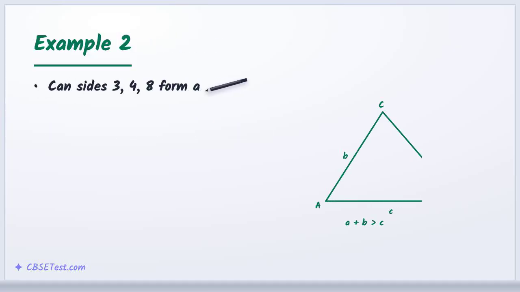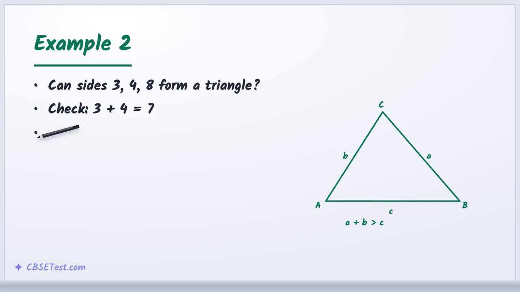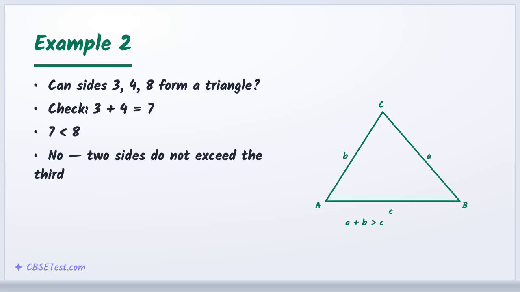Can 3, 4, and 8 be the sides of a triangle? Add the 2 smaller. 3 plus 4 is 7, which is less than 8. Since the sum fails to exceed the third side, no such triangle exists.